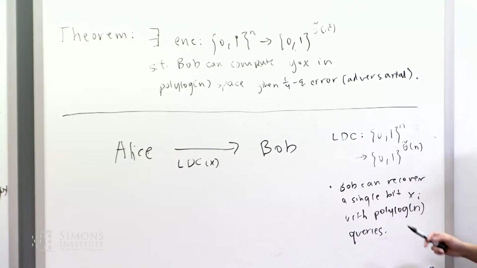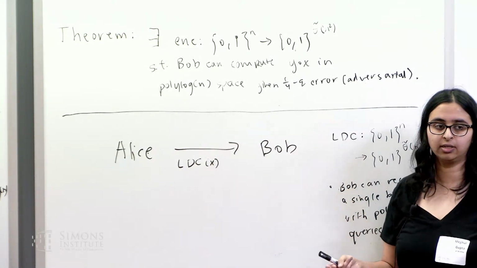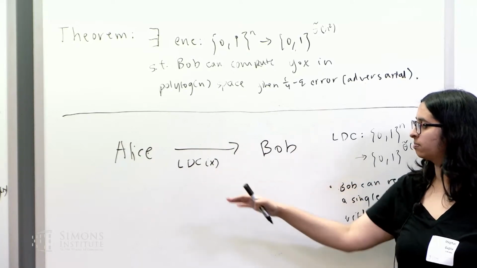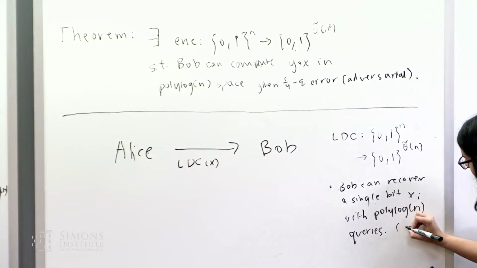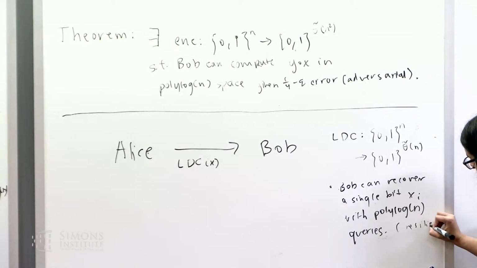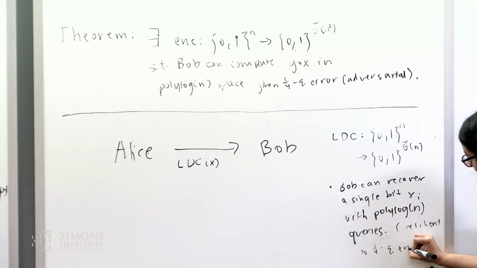That's the reason we're going to try to use LDCs at the base of our construction: they're a way to do decoding while using only a small amount of space. The problem though is that Bob can only recover a single bit this way. Importantly, this is resilient to 1/4 minus epsilon error.